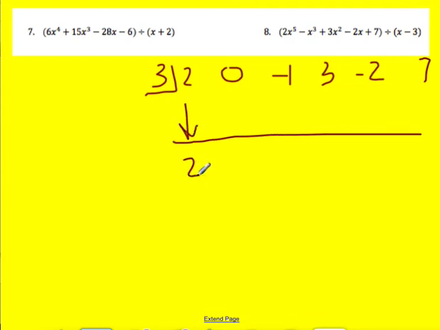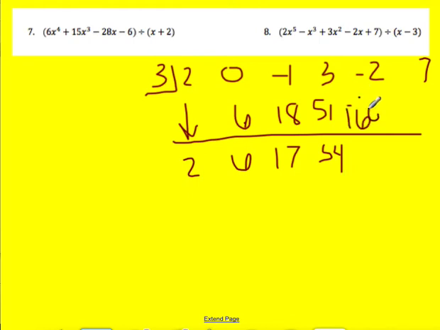So I'm going to drop the 2 down. 2 times 3 is going to give me 6. 0 plus 6 is going to give me 6. 6 times 3 is 18. Negative 1 plus 18 is 17. 17 times 3 is going to give me 51. 3 plus 51 is 54. 54 times 3 is 162. And then 162 minus 2 is 160. 160 times 3 is going to give me 480. Plus 7 is 487. So here's my remainder, and it's okay if your remainder is really big, okay?